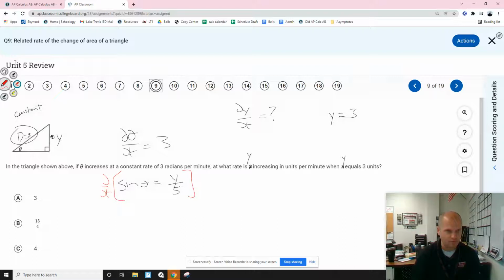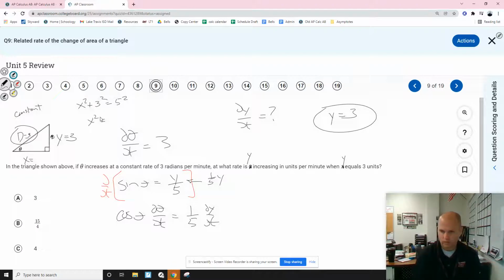We're back to taking derivatives with respect to t. I get cos theta d theta/dt equals 1/5 dy/dt. Now, at the moment when y is 3, x is going to be needed. X squared plus y squared equals d squared. X squared will equal 25 minus 9, so it's a 4. Yeah, it's 3, 4, 5. That helps me find the cosine of theta.